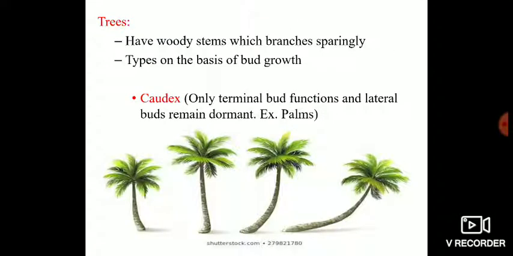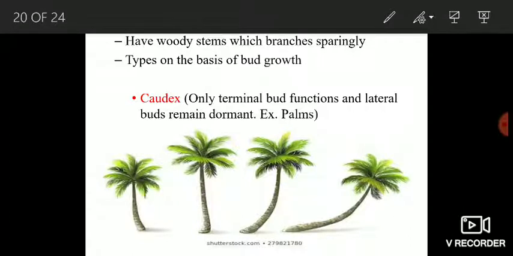And finally, you have trees. Those plants which have woody stems and branch meagerly, or you can say sparingly. They do not have that much profuse branching as shrubs have. There are different types of trees on the basis of their bud growth. Depending upon their bud growth, you have different types of trees.